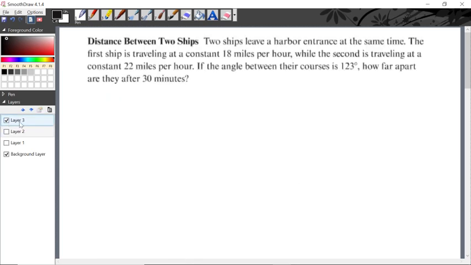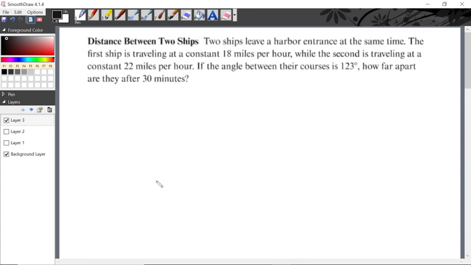Let's take a look at one more example here, an application problem: the distance between two ships. Two ships leave a harbor entrance at the same time. The first ship is traveling at a constant 18 miles per hour, while the second is traveling at a constant 22 miles per hour. If the angle between their courses is 123 degrees, how far apart are they after 30 minutes? Let's start with a diagram.